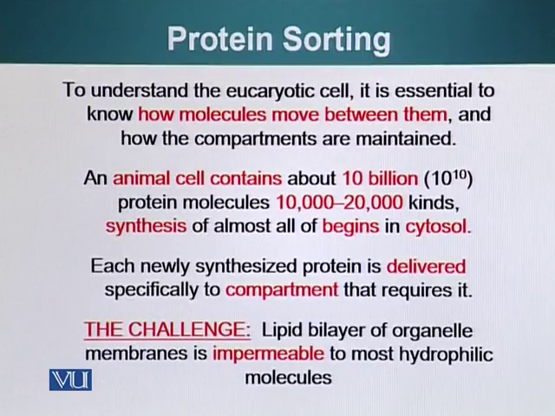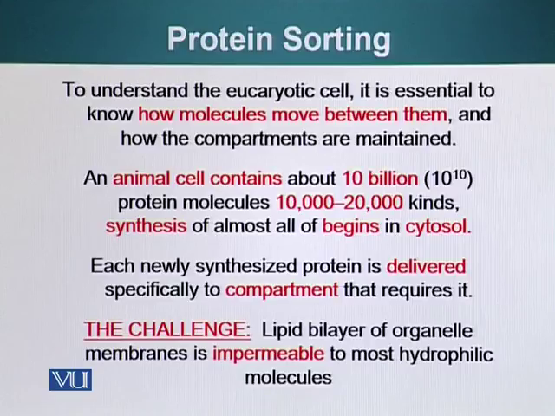So basically, we first of all talked about the necessity, and we also talked about how these membrane enclosed organelles evolved. Then we also saw what advantage these membrane enclosed organelles gave to the larger cells, eukaryotic cells. Now we want to understand how these molecules move between them and how these compartments are maintained.